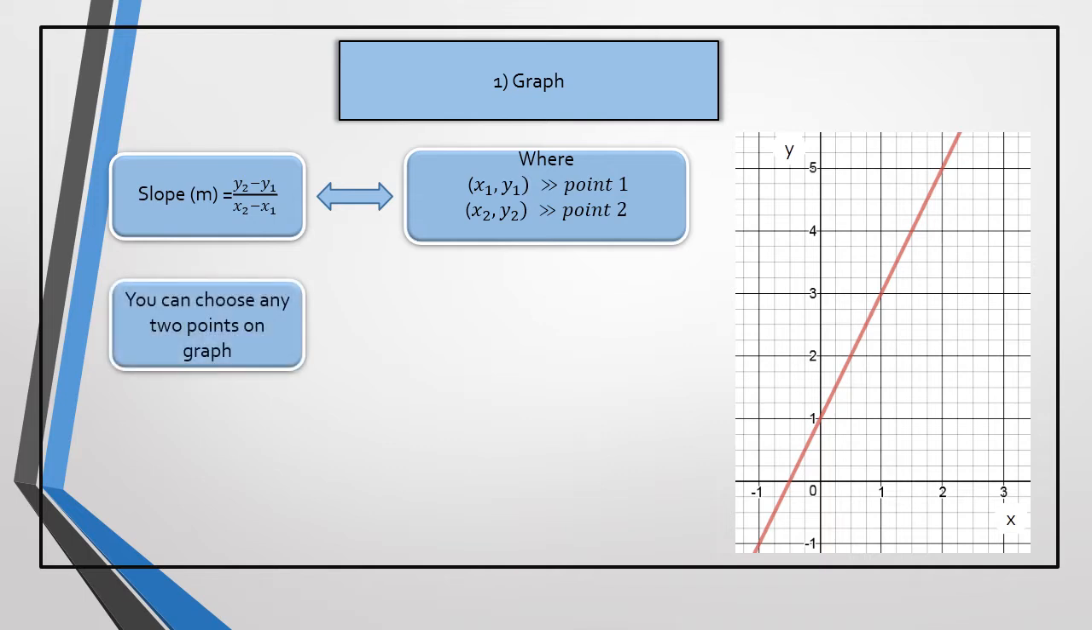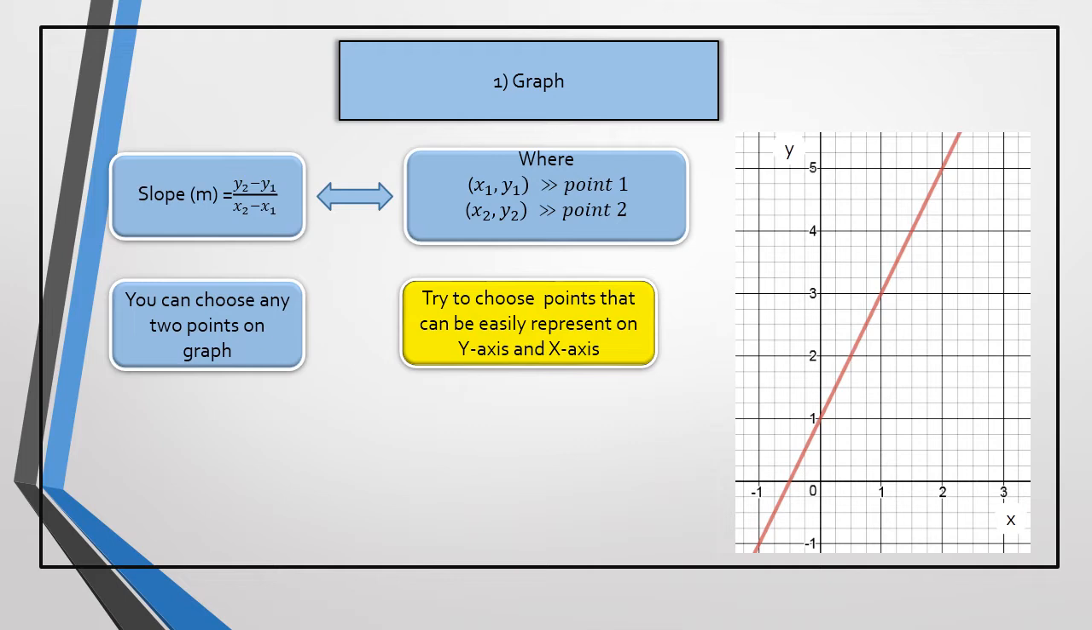Now you can choose any two points on the graph, but before choosing these two points, try to choose points that can be easily represented on the y-axis and x-axis. For example, if we choose this point, it is difficult to read it on the x-axis and y-axis. One of the easiest points that you can always choose is the y-intercept point or the x-intercept point.